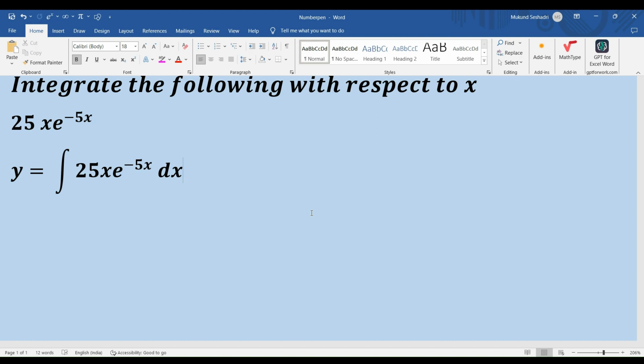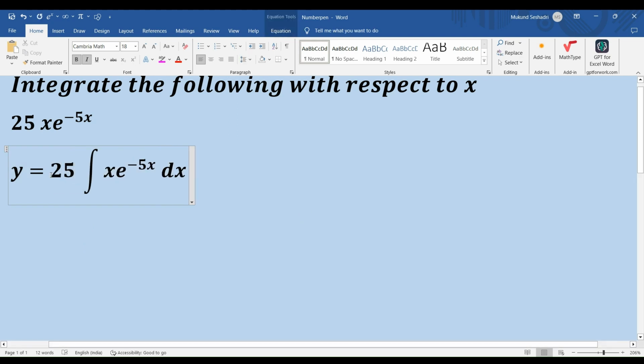Can I solve it by the method of substitution? The answer is no. Why? Because I have two expressions. I've got an x and I've got an e to the power minus 5x. And in fact, we can pull out that 25 being a constant. So let me take that out. So we've got a x, we've got a e to the power minus 5x dx.